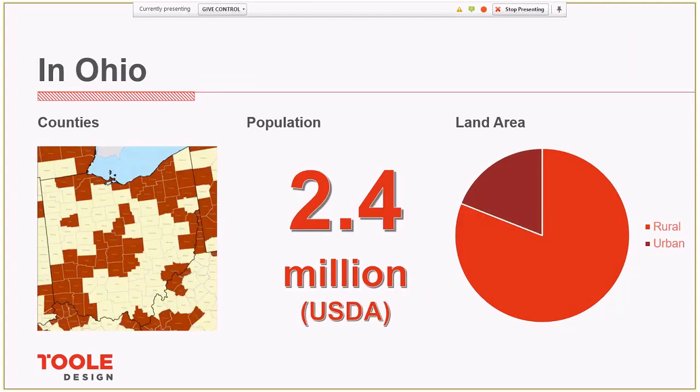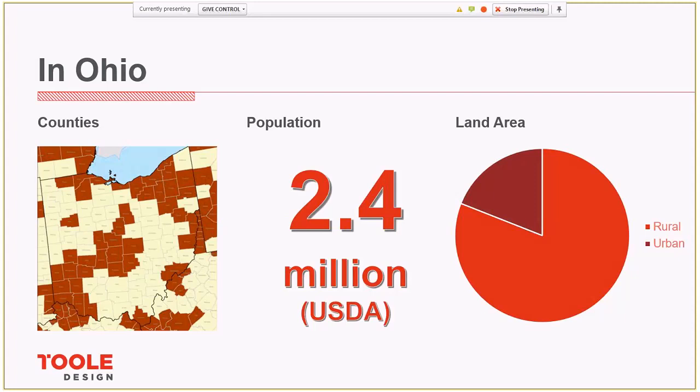Then in Ohio, when we look at this map, the non-metro counties are shown in yellow, and metropolitan counties are in brick red. This is a very broad brush definition at the county level, so there may be areas of the metro counties that look and feel quite rural.